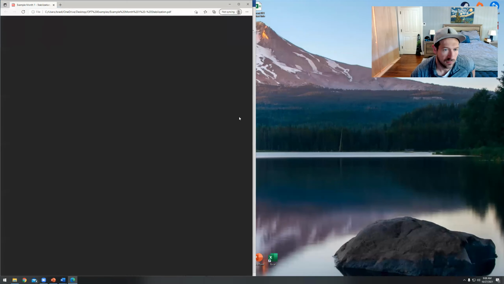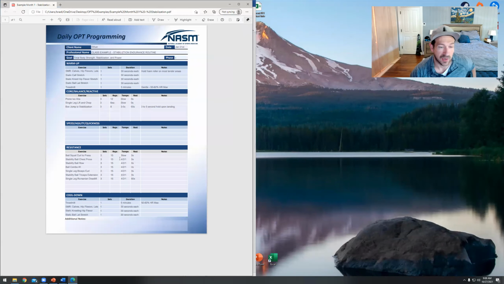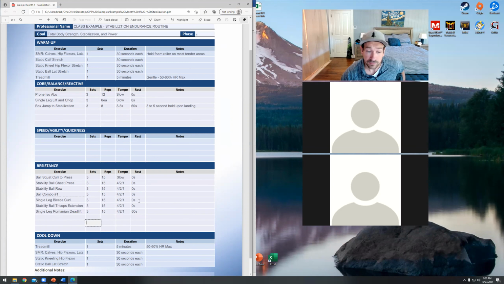Example month 1. There we go. So here's a total body routine, right? With a senior client, maybe I just have them do this same workout 3 days, not in a row, 3 times this week. They do a ball squat curl to press, stability ball chest press, ball row, ball combo number 1, biceps curl, triceps extension, or single leg RDL. And it's total body: chest, back, shoulders, biceps, triceps, legs.